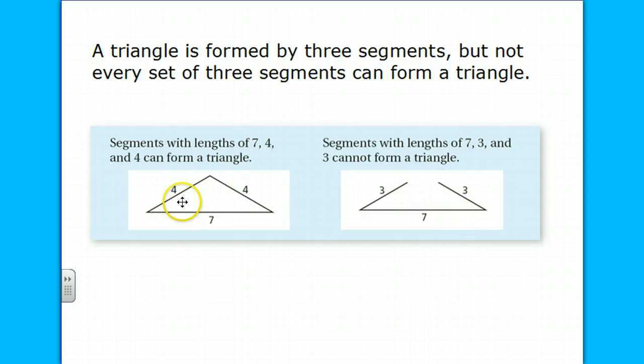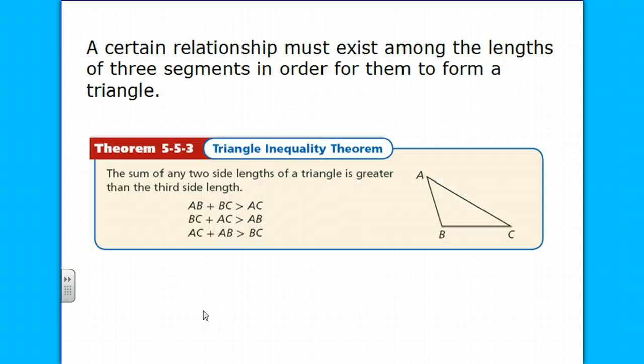So when we think about this, why can 4 and 4 reach across and 3 and 3 cannot? It has something to do with the length of this long side, doesn't it? So a certain relationship must exist among the lengths of the three segments in order for them to form a triangle. The sum of any two side lengths of a triangle is greater than the third side length. Must be. Let's look back here.